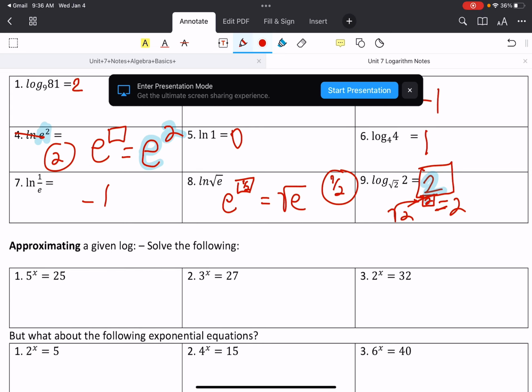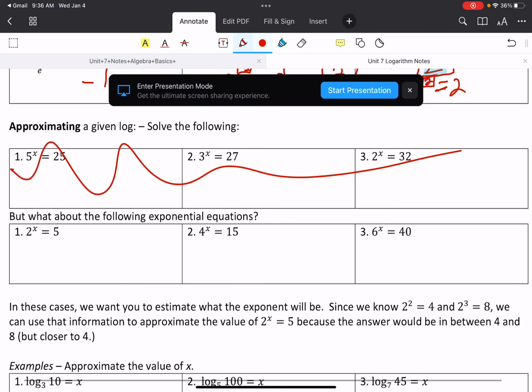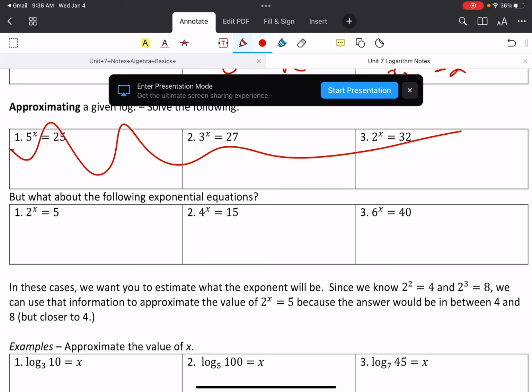We're actually going to not do these because I don't think we need to. But let's talk about this one. 2 to the x equals 5. First of all, it's not a nice number, right? So I don't need you to know it, but we are going to talk about how to approximate it, okay? Tell me a nice exponent close to 5.